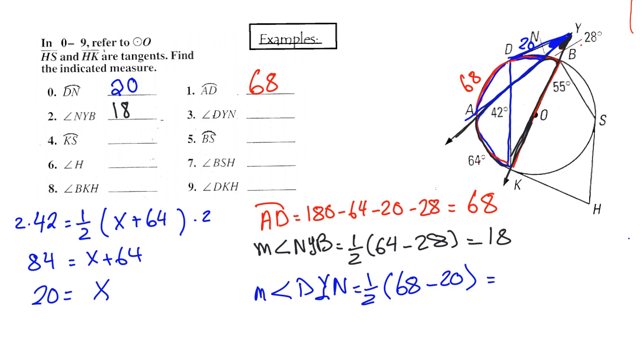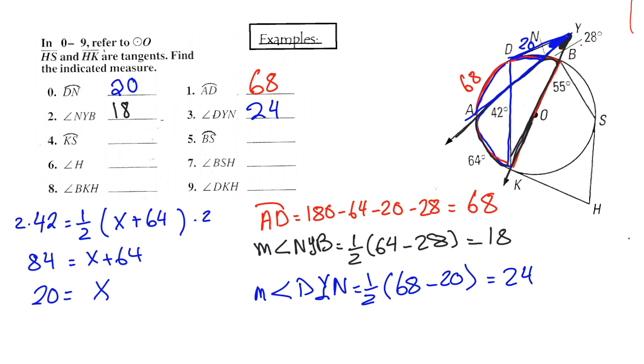It's very critical that you know the differences between the 4 different types of angles that are related to a circle, so you can figure out the difference between all of them, because each one of them has a different rule. So 68 minus 20 divided by 2 is 24. So the measure of this angle is 24.